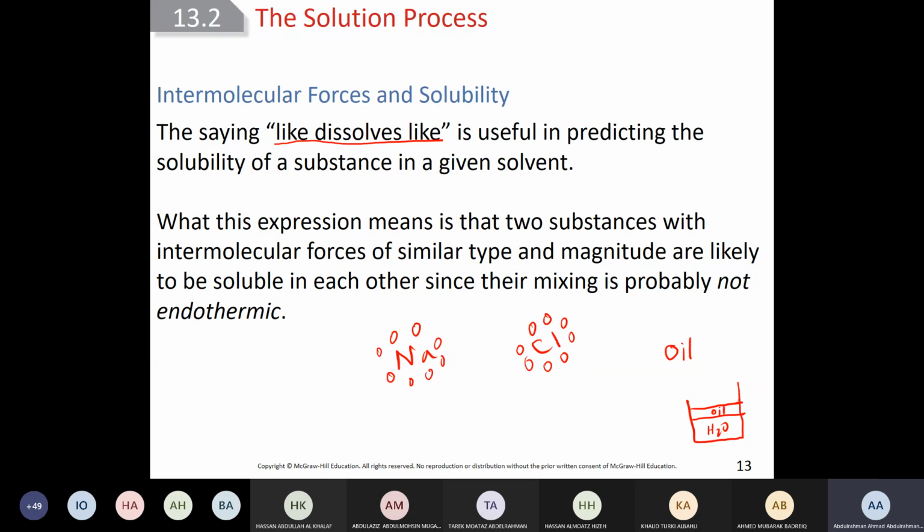Why is that? Because oil is not polar, but water is polar. Water can make bonds with the plus and the minus, and NaCl is polar, so it will dissolve in water, and oil is non-polar and will not dissolve in water.